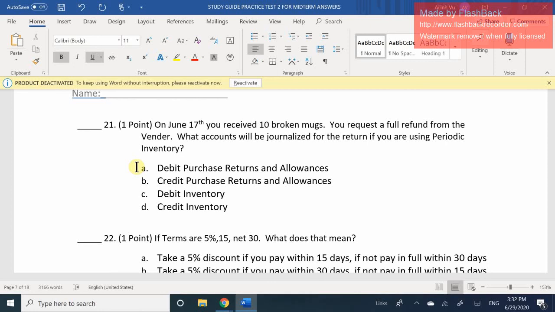A. Purchase returns and allowances. Would you debit? No. Why would you not debit?